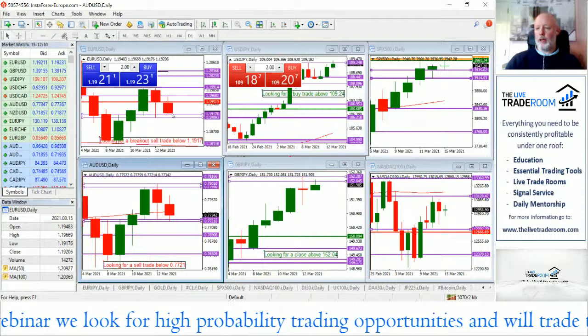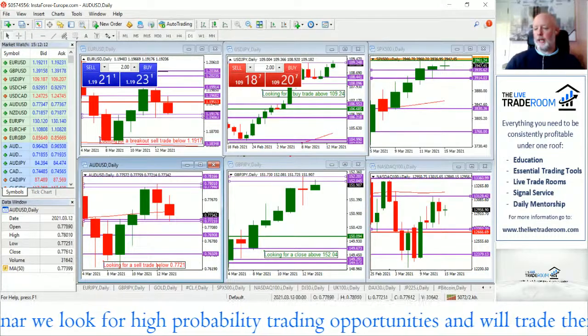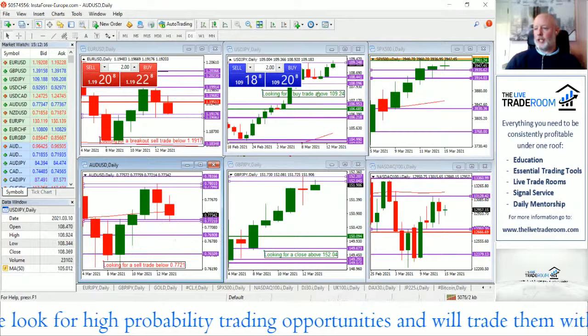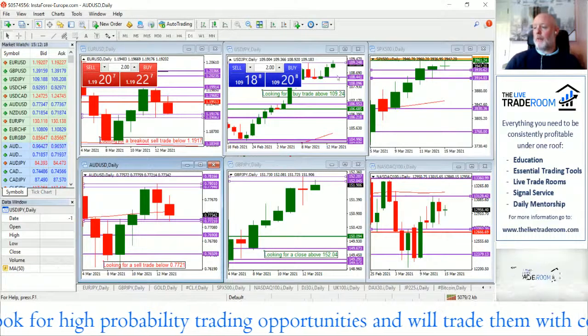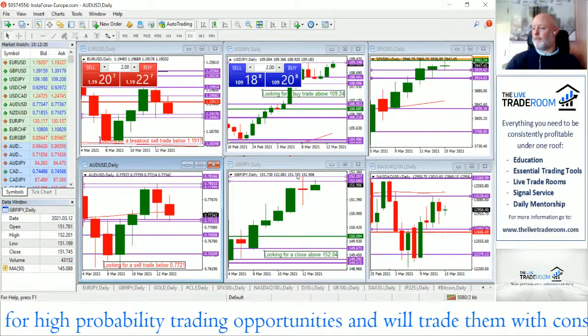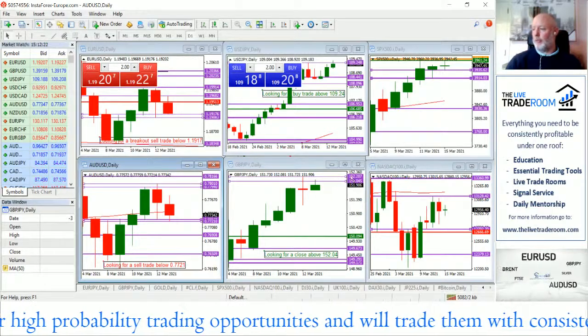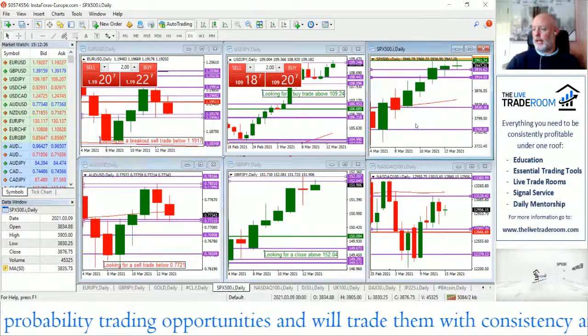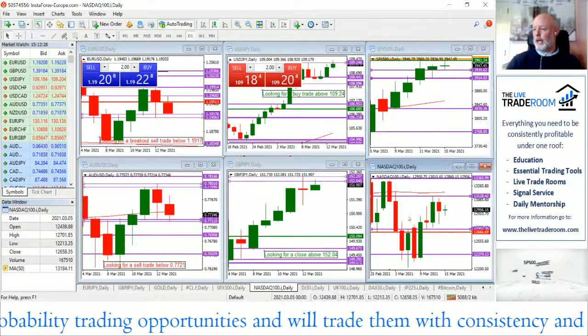I can see the euro dollar's sort of edging a bit closer to that 1917 level. Nothing in the Aussie dollar just yet. The dollar yen, we might see that next leg to the upside. Same with the pound yen. Wouldn't be too far away from that, and pretty much nothing's happening in the S&P and the Nasdaq.